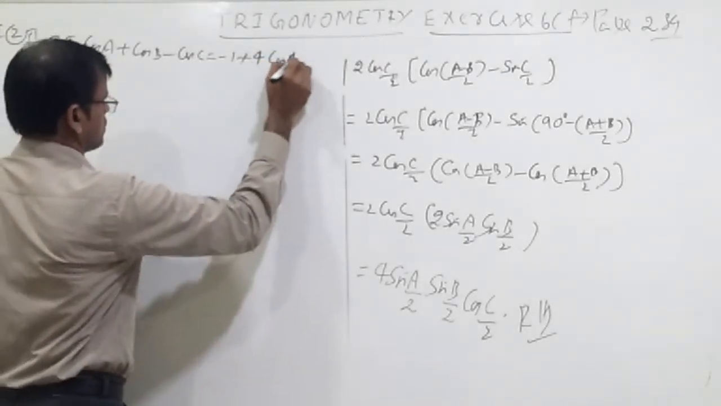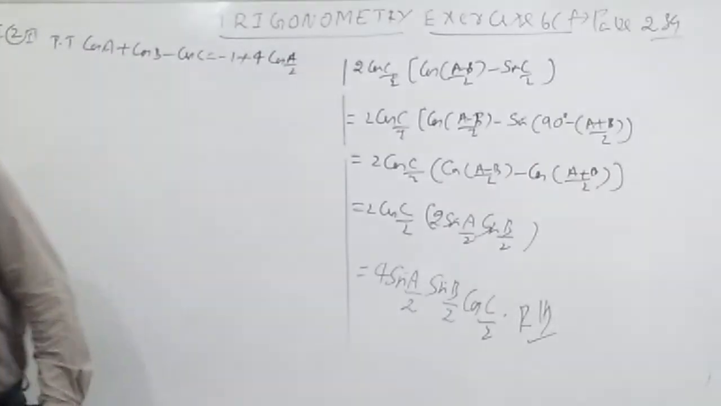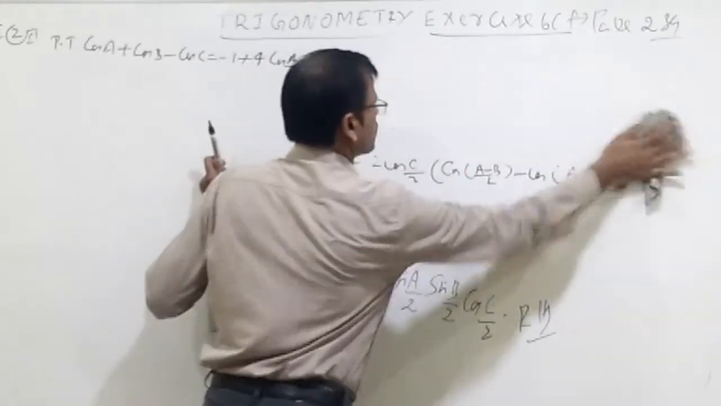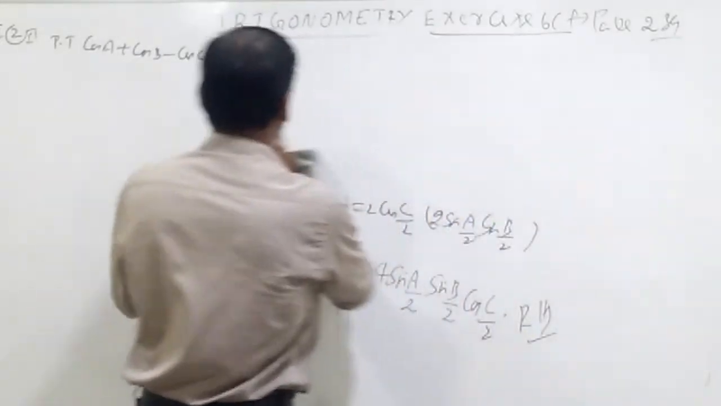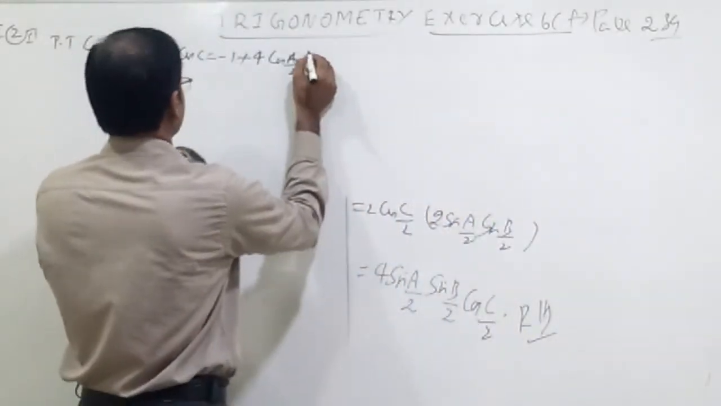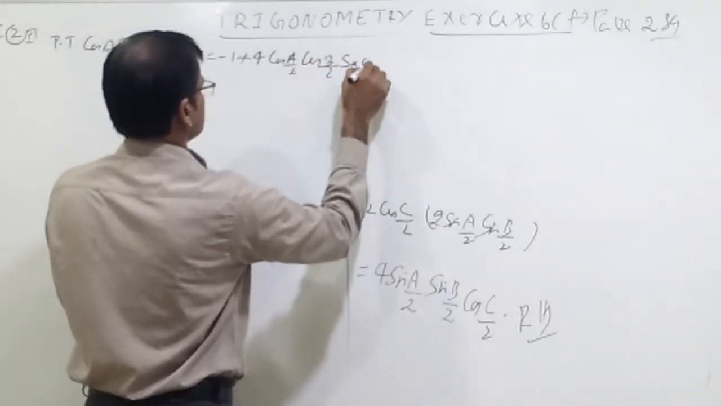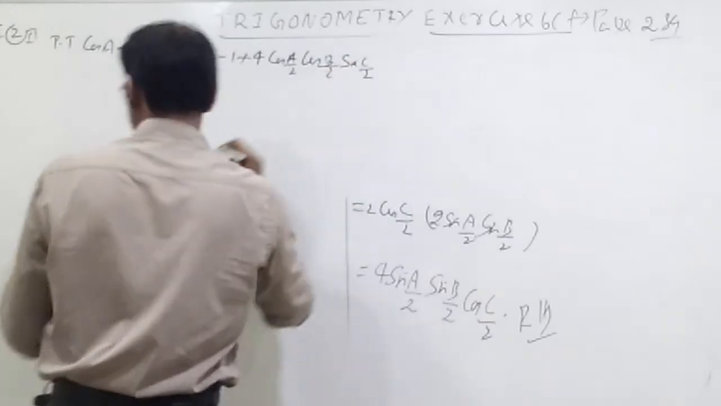Minus 1 plus 4 cos A by 2 cos B by 2 sin C by 2.